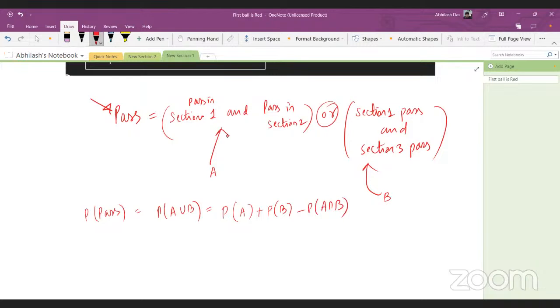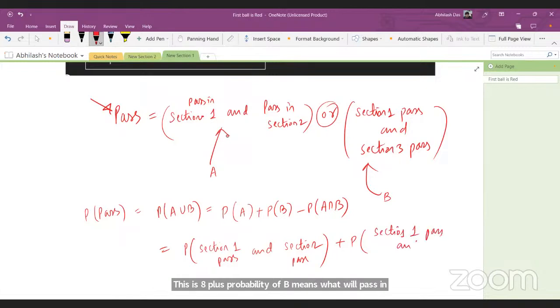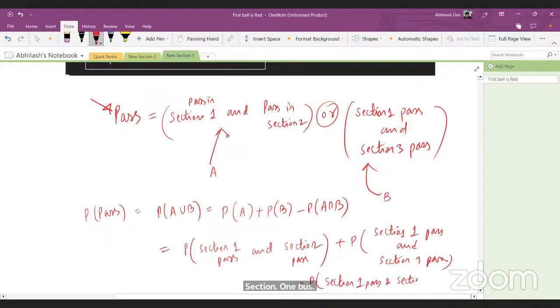Is there any doubt? I'm just writing the formula of P of A union B. So now what is P of A? It is that he will pass in section 1 and he will pass in section 2. This is A. Plus probability of B means he will pass in section 1 and he will pass in section 3. What will be A intersection B? It will be section 1 pass, section 2 pass, and section 3 pass, right?